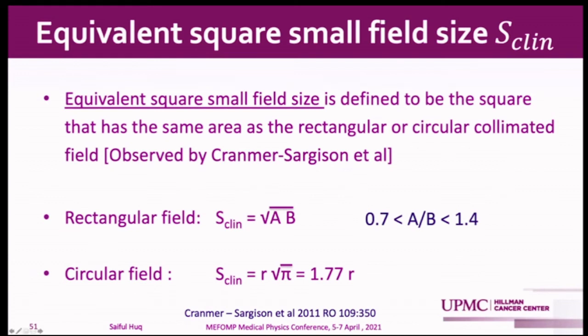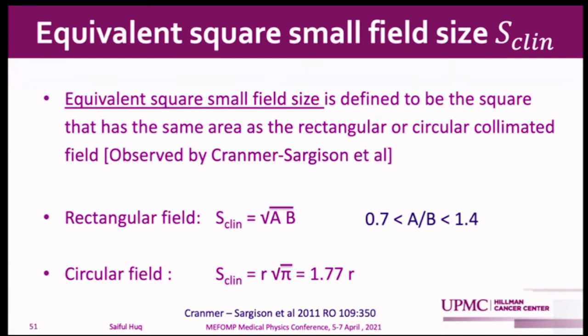So output correction factors are plotted as a function of Sclin because the published data show that for small field, when you plot them as a function of equivalent square small field, the perturbation factors are the same in the non-square field and the square field. And this Sclin is given by this equation, square root of A times B, where A and B are the full width half max that you measure, say, in the in-plane and the cross-plane direction.